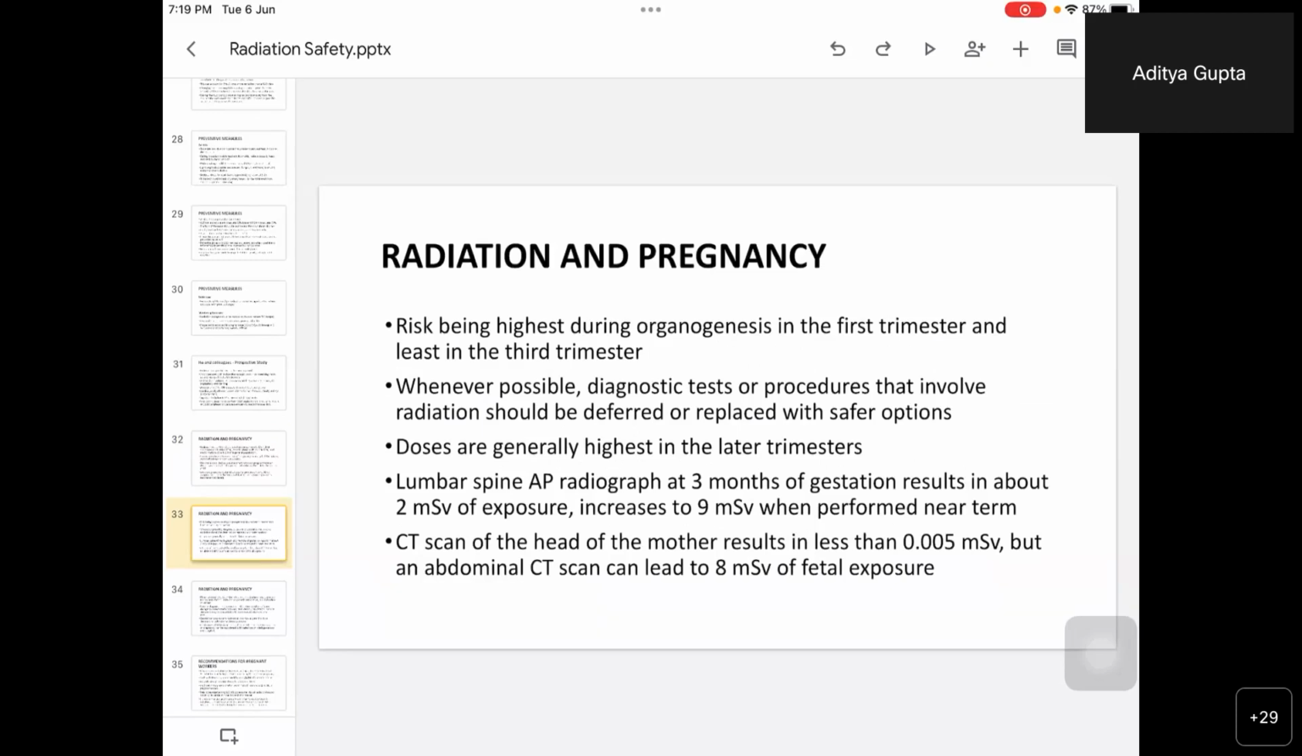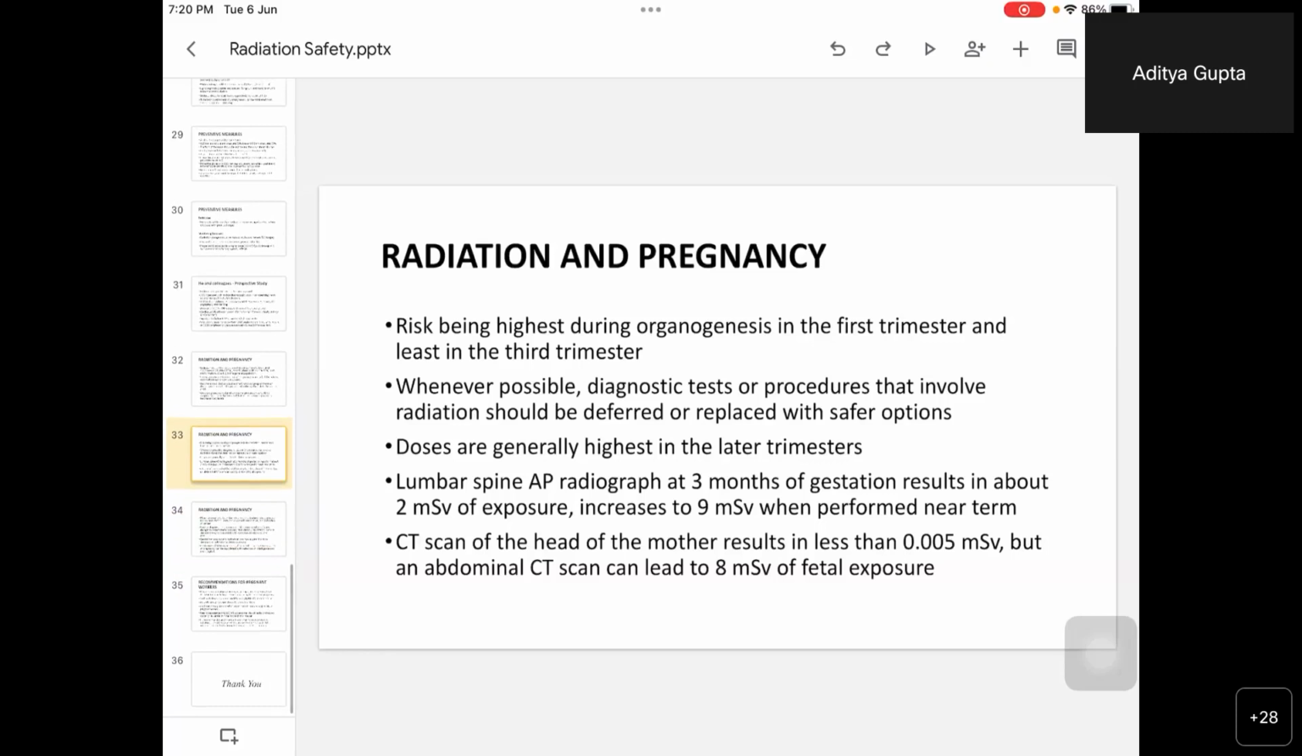The risk of radiation exposure is highest during organogenesis in the first trimester and least in the third trimester. Whenever possible, diagnostic tests and procedures that involve radiation should be deferred or replaced with safer options. Doses are generally highest in the later trimesters because of the bigger size of the fetus. A lumbar spine AP radiograph at 3 months of gestation may result in about 2 millisievert of exposure, which increases to 9 millisievert when performed near term. A CT scan of the head of the mother results in less than 0.005 millisievert, but an abdominal CT scan can lead to 8 millisievert of fetal exposure.